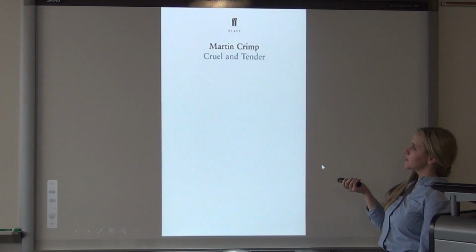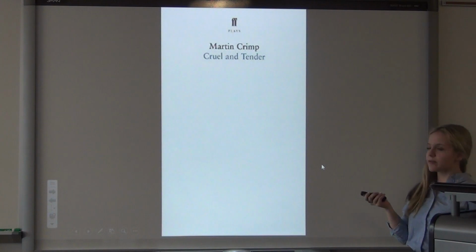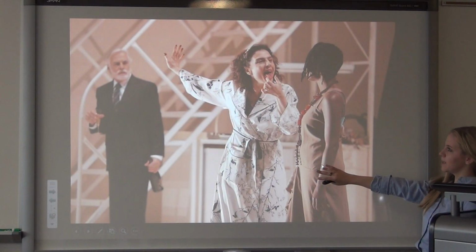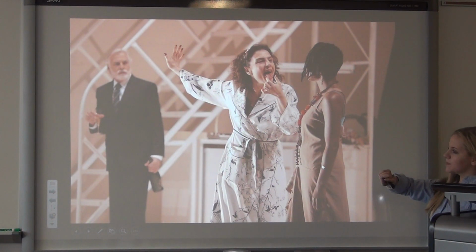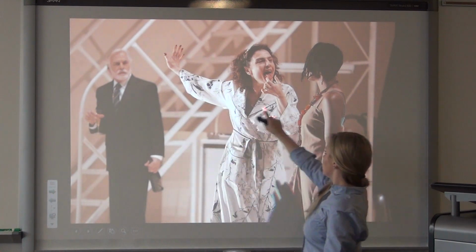Okay, so this is blurry, sorry, but this is the only book cover I could find online. This is Cruel and Tender by Martin Crimp, and it's a play, so keep that in mind. This is a picture from the play when they did it at the Canadian Stage. Pictured here is Amelia, and then this is her husband, the general, and then here's the mistress that he brings home.